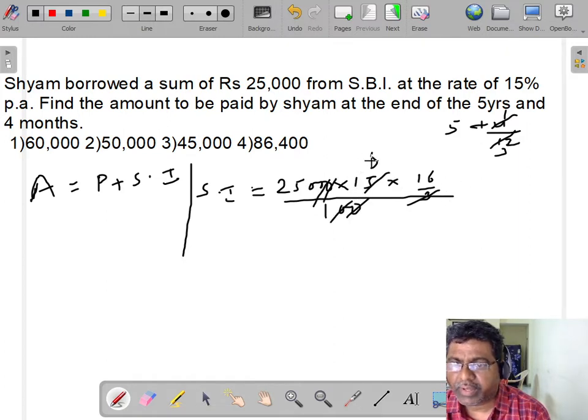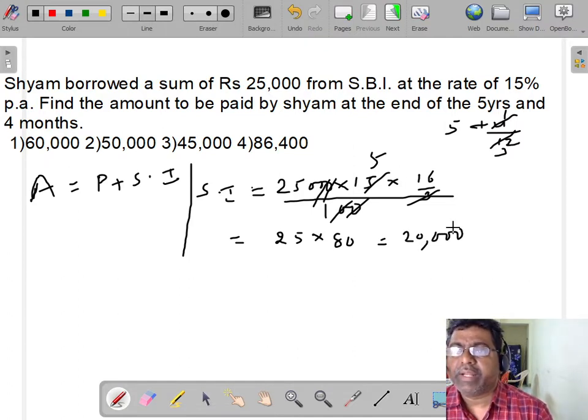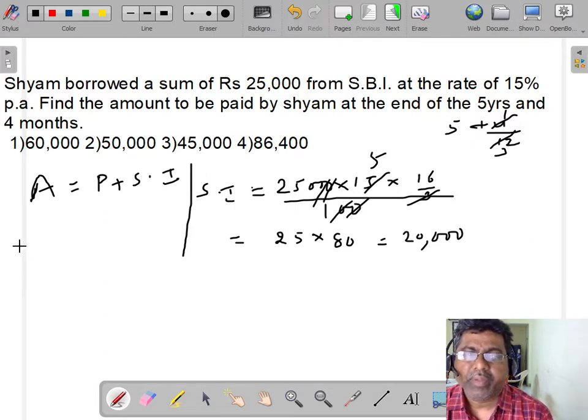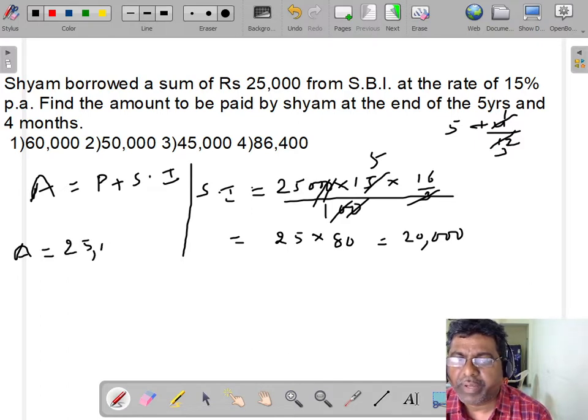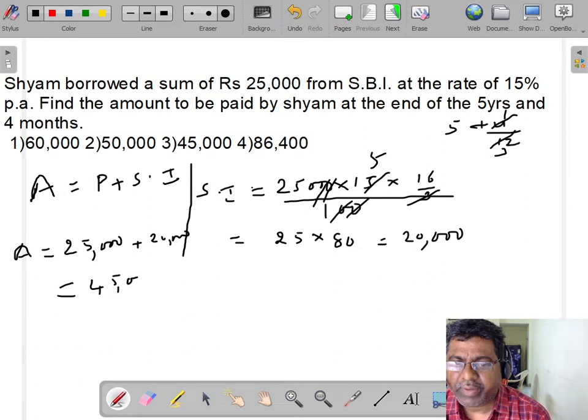3 ones are 3, 3 fives are 15, so the value is 25 into 16 fives. 16 fives are 80. The total value is 25 into 80, which is equal to 20,000. So the interest is 20,000. Now come to the amount A. Amount A is equal to the value of P, 25,000, plus the value of interest, 20,000. So the total value is 45,000 rupees, which is the required answer.